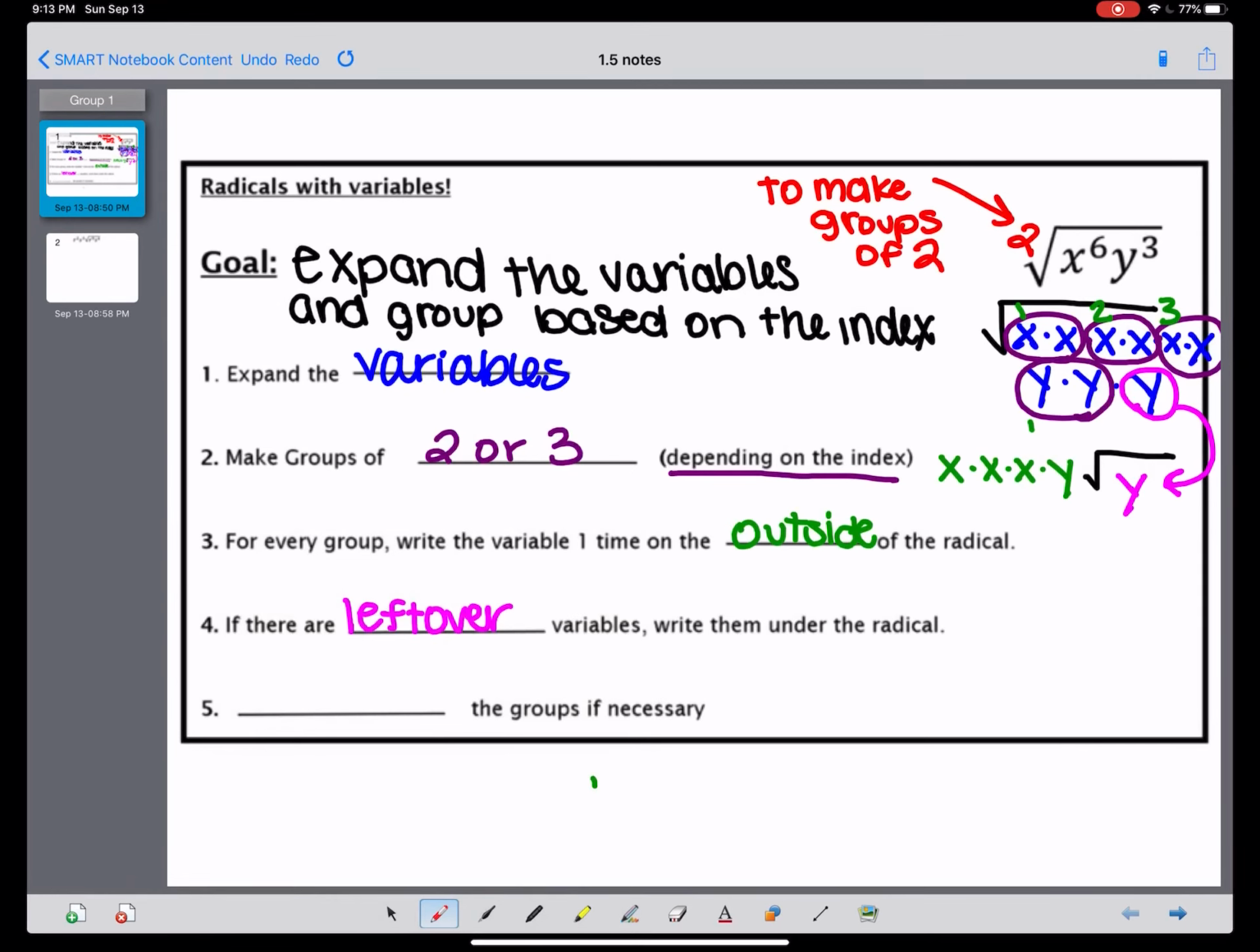And my very last step from here, right, I'm going to go ahead and multiply the groups if necessary, right? Since I have multiples of x on the outside, I can go ahead and simplify by using my product rule and multiplying them together.